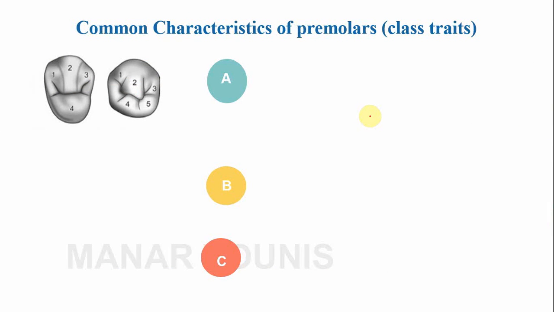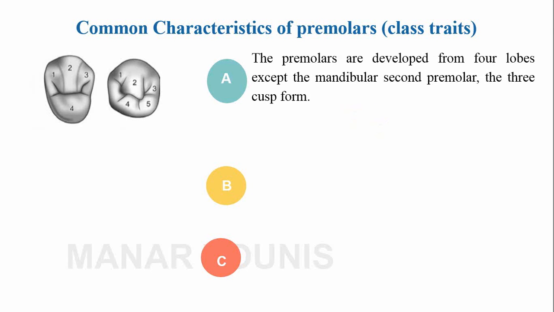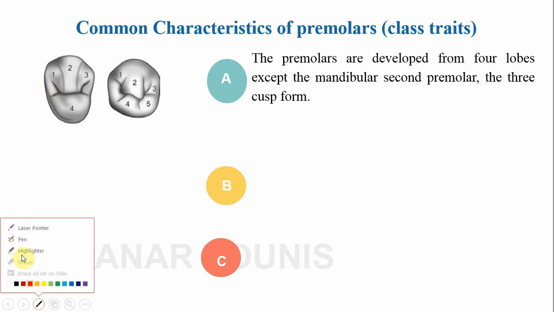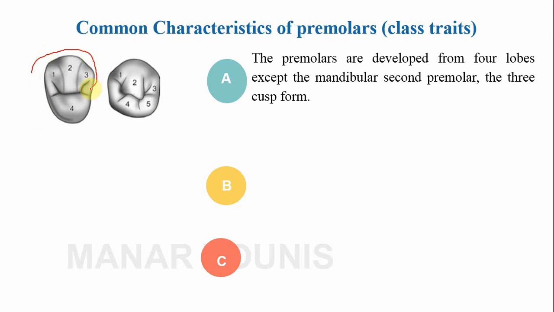What are the common characteristics of premolars in general, whether maxillary or mandibular? These are called the class traits for premolars. First, the premolars are developed from 4 lobes: usually 3 buccal lobes form the buccal cusp, and 1 lingual lobe forms the lingual cusp. The only exception is the mandibular second premolar, which is developed from 5 lobes: 3 buccal form the buccal cusp, and 2 lingual form the 2 lingual cusps.